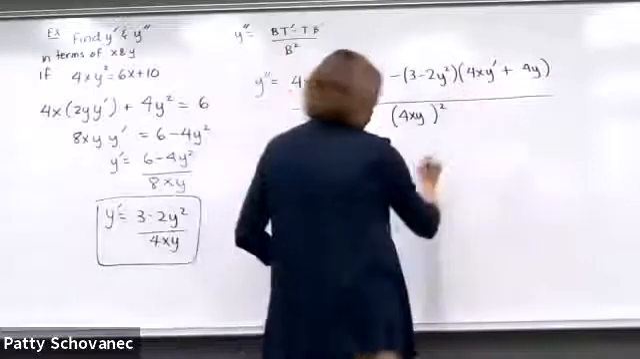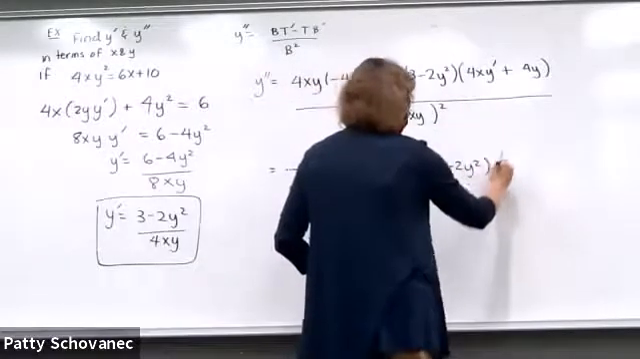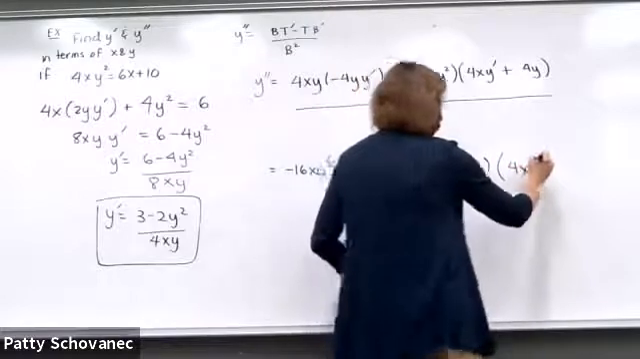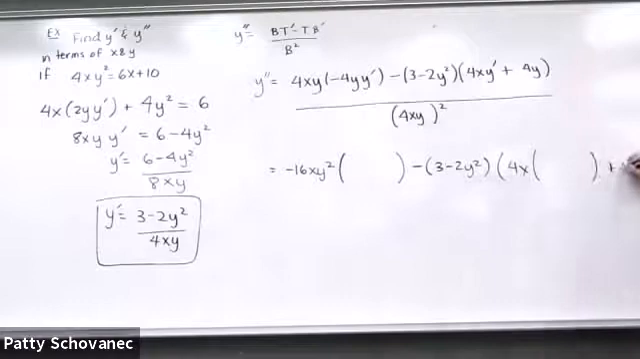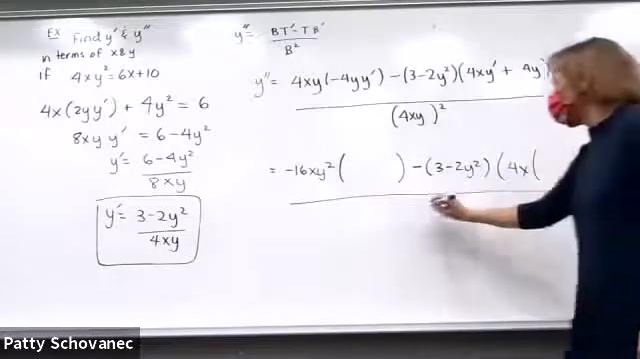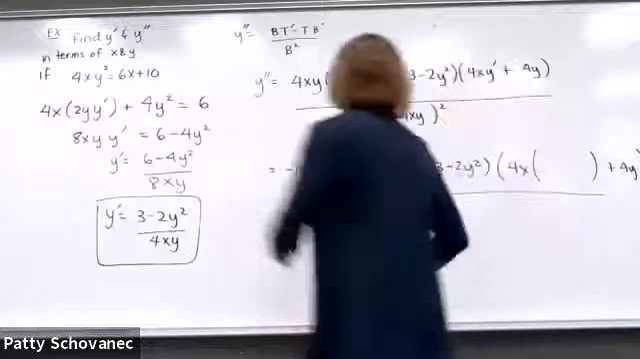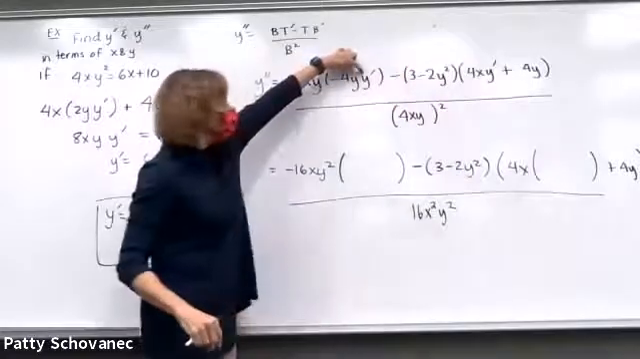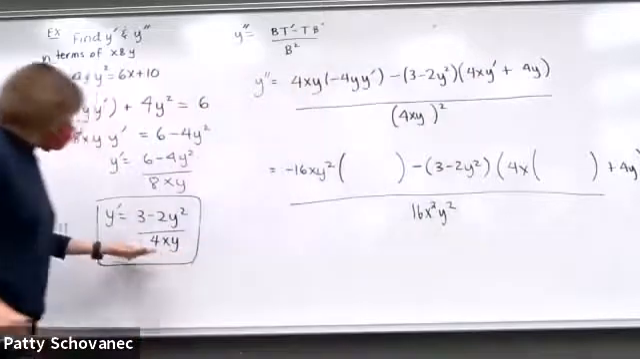I'm not going to do anything here, I'm just going to copy it down again. But right here next to the 4x, I'm going to put in my y prime expression again. And then on the bottom, I'm going to multiply that out and get 16x squared y squared. So I left parentheses wherever the y prime was before, and in those two places, I'm going to put this fraction.